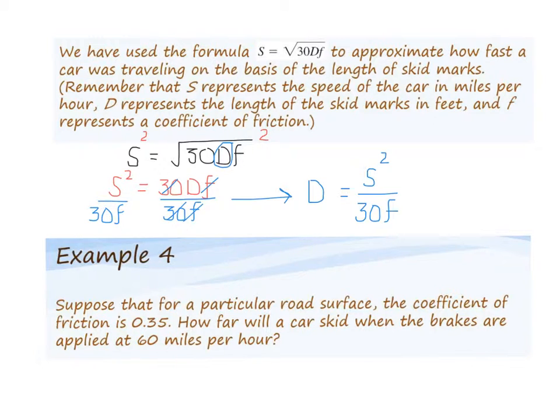So suppose that for a particular road surface, the coefficient of friction is 0.35. So we're going to put that in for F. And we want to determine how far a car will skid when the brakes are applied at 60 miles per hour. So we're going to plug that in for S. So we'll have 60 squared over 30 times 0.35.